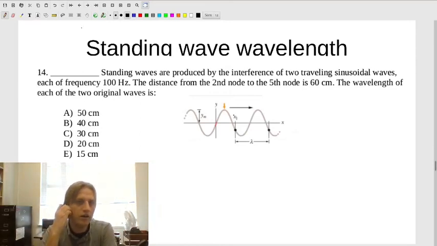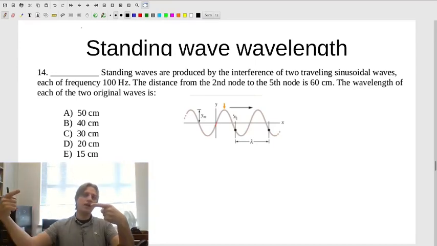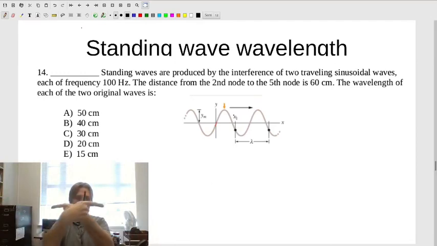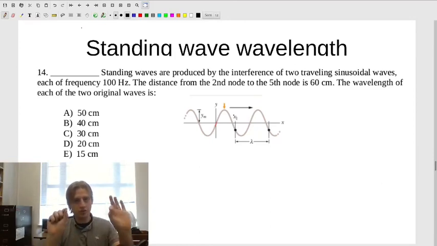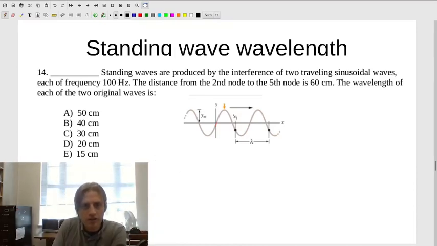Okay, now another topic that we talked about with waves was how one wave traveling one direction and another wave traveling the other direction through the same medium can interfere with one another so as to create a series of antinodes where you have a larger amplitude, and nodes which are fixed and not moving. Okay? And so in this question it says, standing waves are produced by the interference of two traveling sinusoidal waves, each with a frequency of 100 Hertz. The distance from the second node to the fifth node is 60 centimeters.